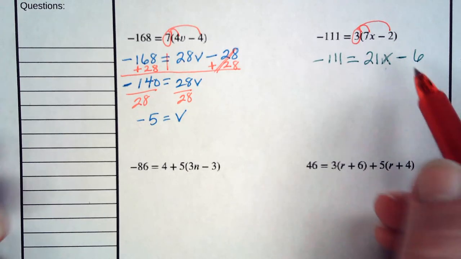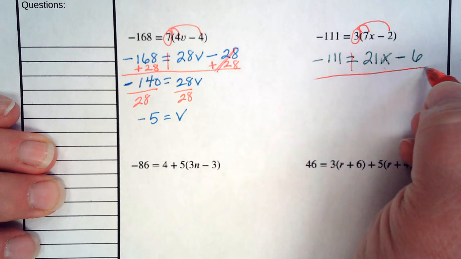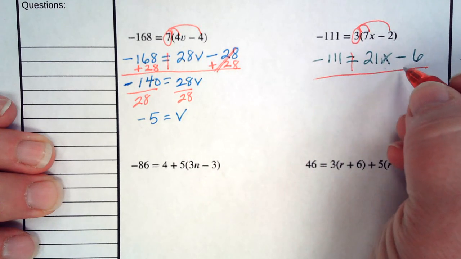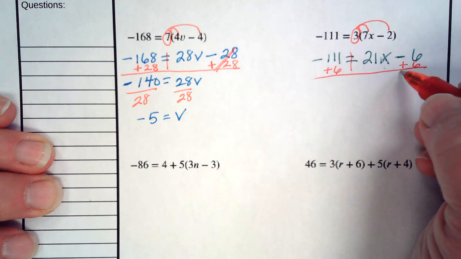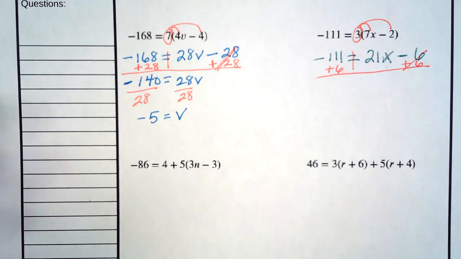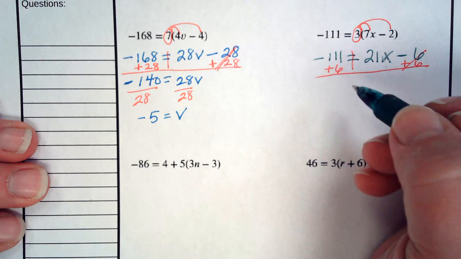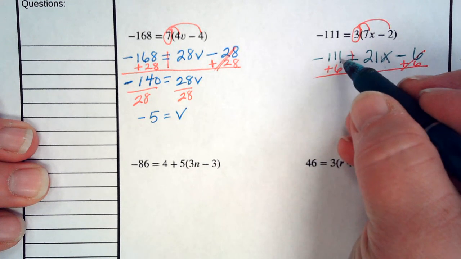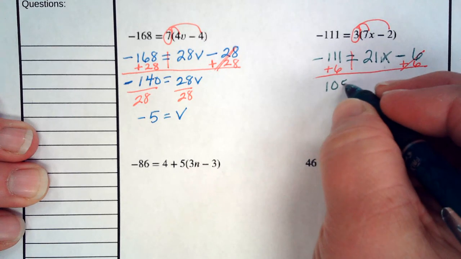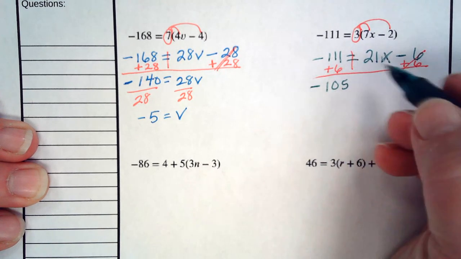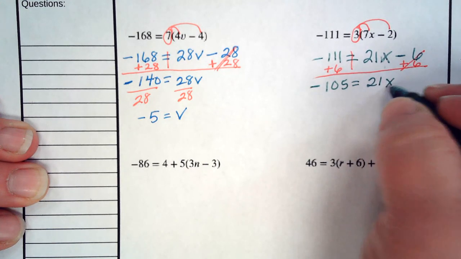Now, our goal is to get our variable by itself. I have subtracted 6. The opposite is to add 6. I've canceled it out here. These are opposite signs, so I'm going to subtract. 111 minus 6 is 105, and it's negative because the negative is bigger. Negative 105 is equal to 21x.